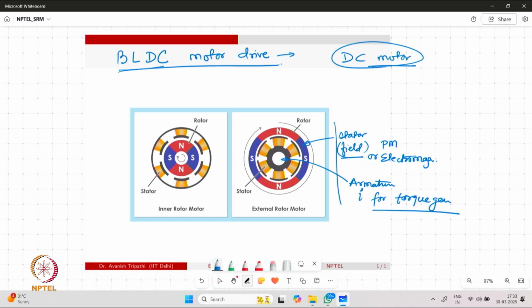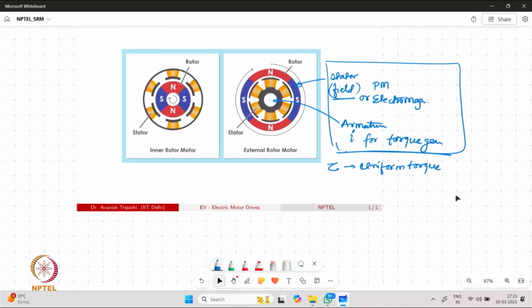which is basically carrying the current for torque generation. Now here, to maintain a uniform direction of torque, the current direction in the armature is changed through the brush and commutator arrangement.